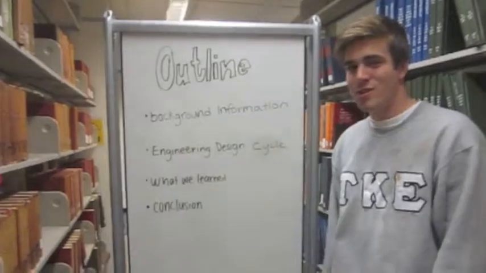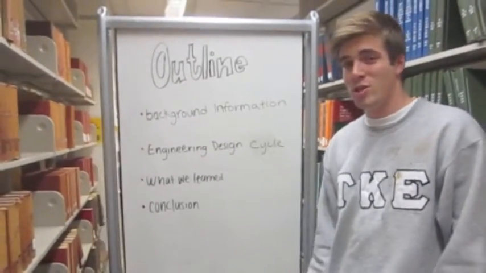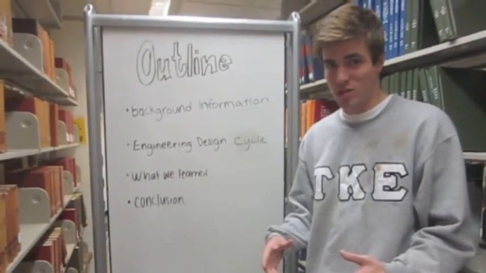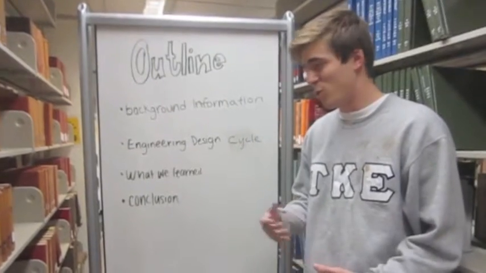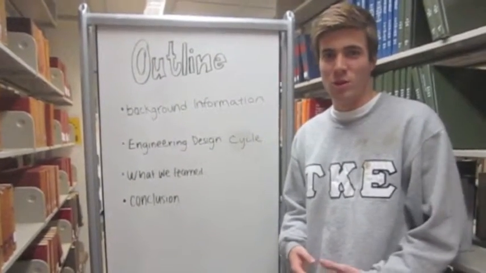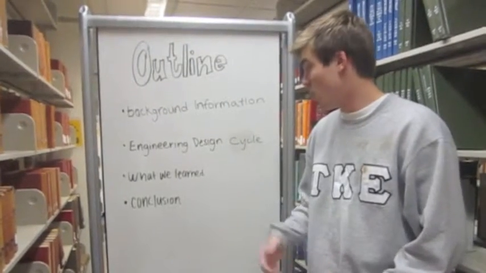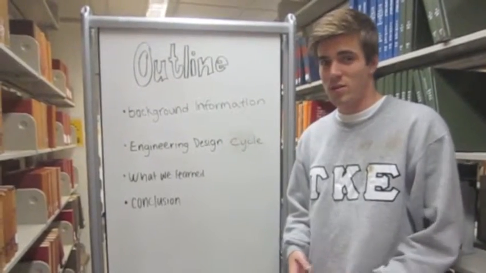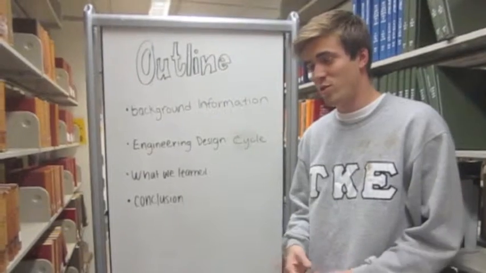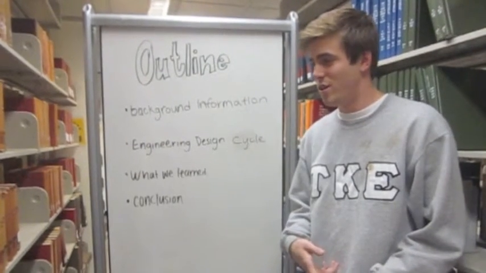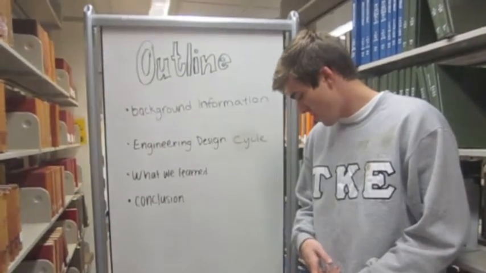Outline for our project, we're going to give you some background information on our project specifications and what that entailed, and also some information about fountains and how they first came about and what they're used for in today's society. We're going to go over the engineering design cycle and talk to you about some of our triumphs and failures in working on this project.